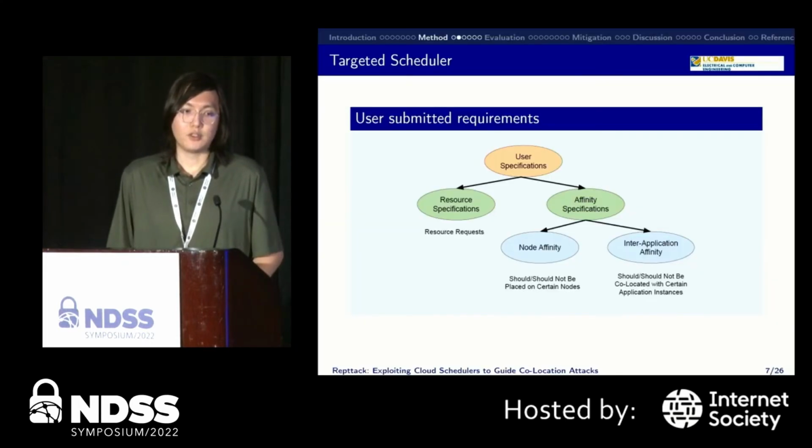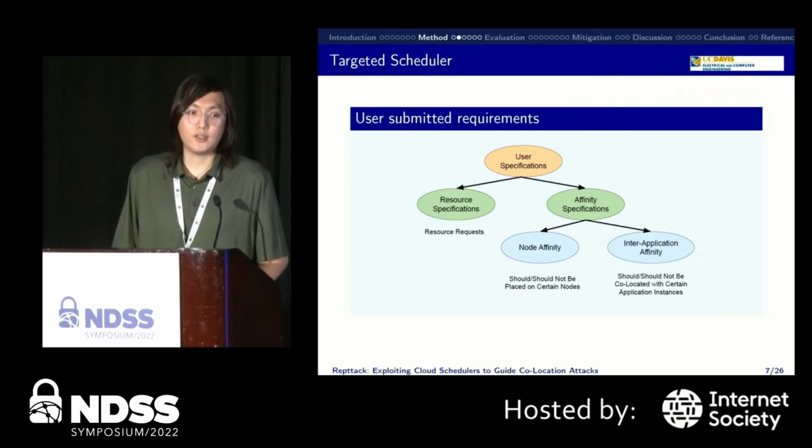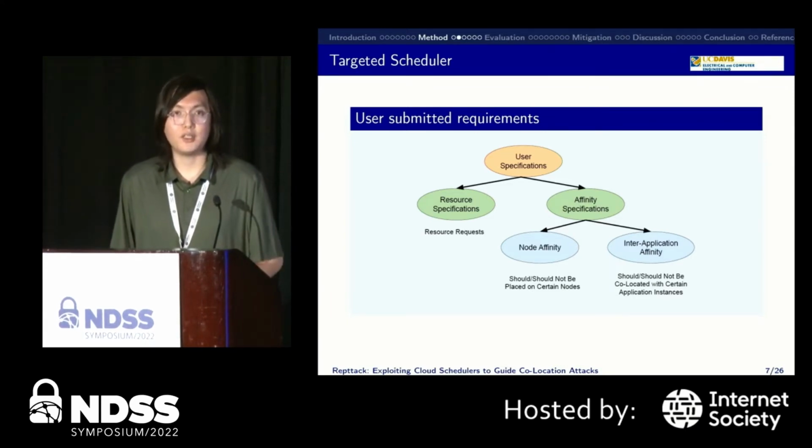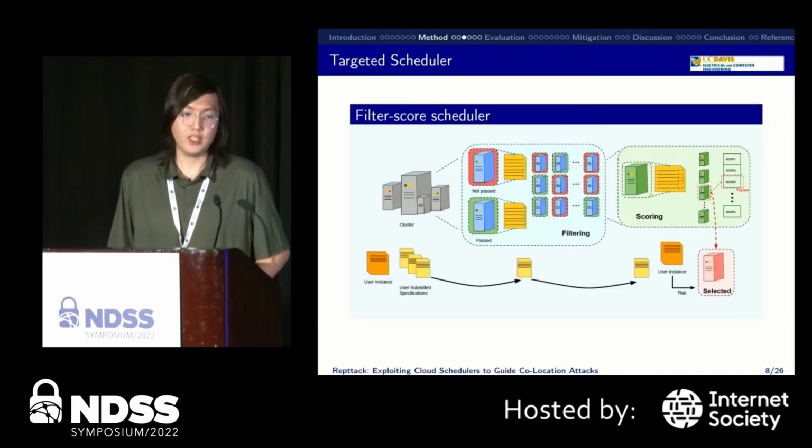So for the method, we first introduce our targeted scheduler. We assume the scheduler works on some user submitted information like resource specifications, which refer to how many CPUs the user needs to use and how much memory is required, and affinity specifications, like whether an application should or should not be placed on a node, and whether it should or should not be placed with some other applications. So this is the scheduler we target in this work.